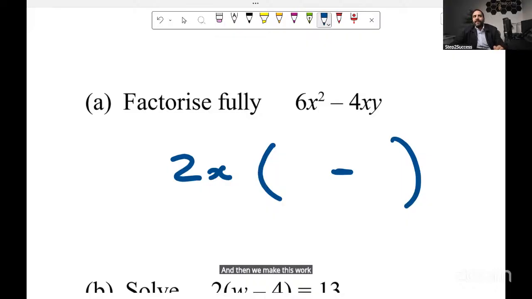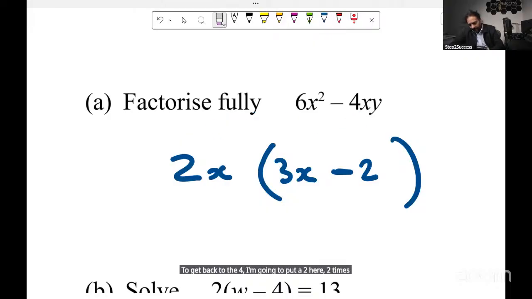So to get back to the 6, we need a 3. And we've only got one x here. We need two of them, so I'm going to put another one there. To get back to the 4, I'm going to put a 2 here. 2 times 2 is 4. The x has come out already, and then we've got the y. Okay.